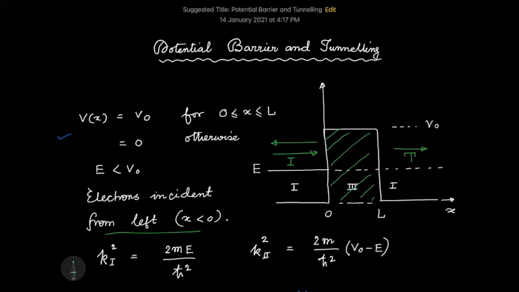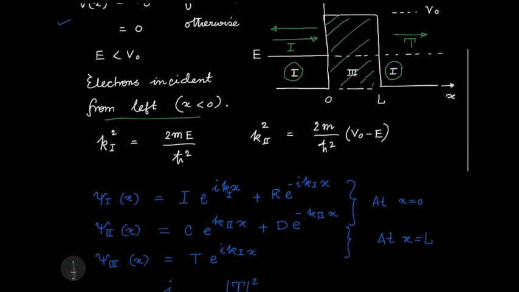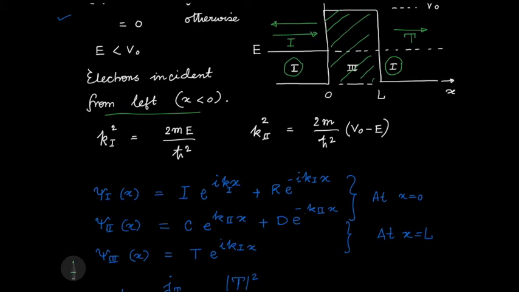Now to start with, what we do is we define k1 square and k2 square this way. You see that k1 square is defined in both the region 1 and in the region 3, which I also called 1 because the k1 is the same. Now if you want to write the general wave functions, in the region 1 you have the incident and the reflected components. In the region 2 you can have both exponentially rising and exponentially decaying, and in region 3 you have the transmitted components.